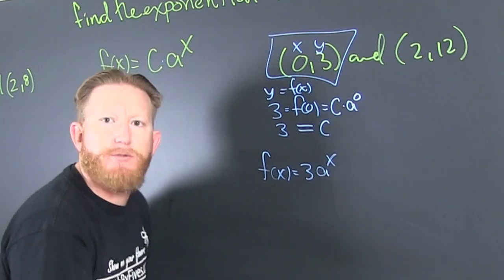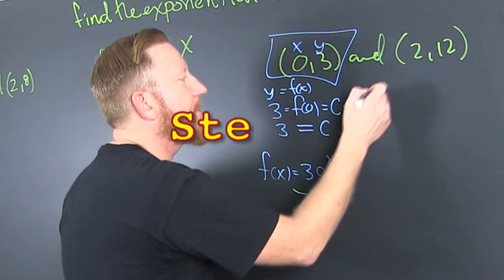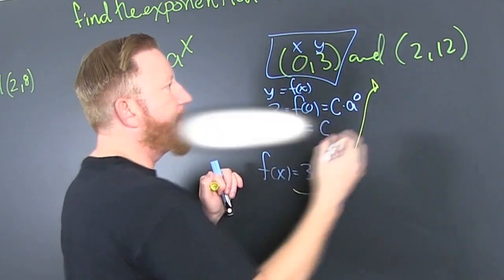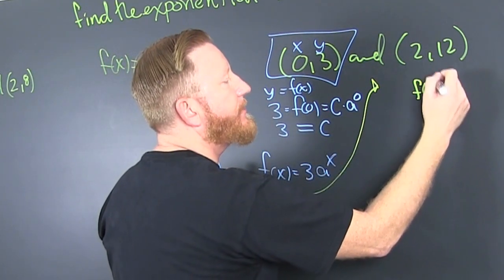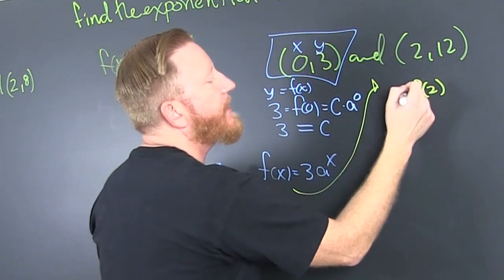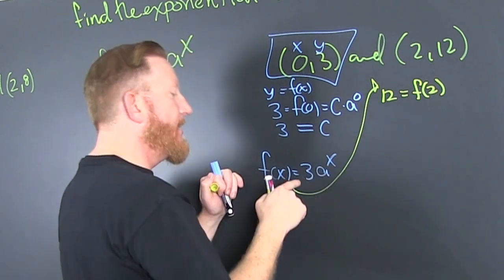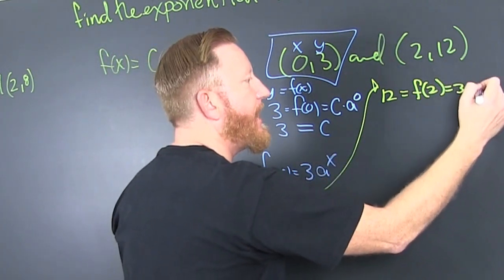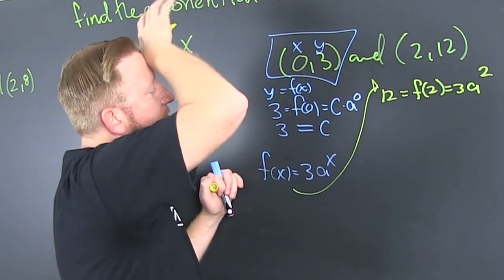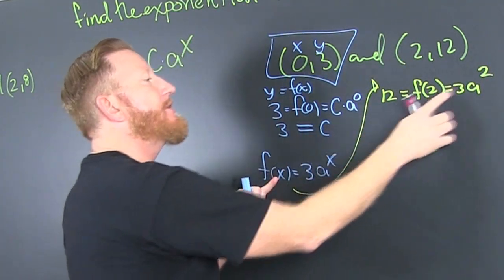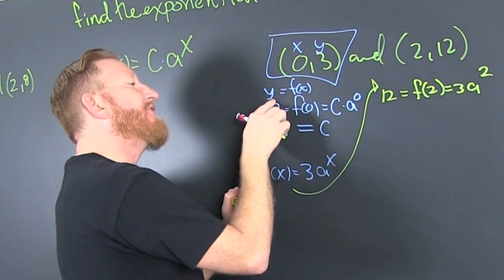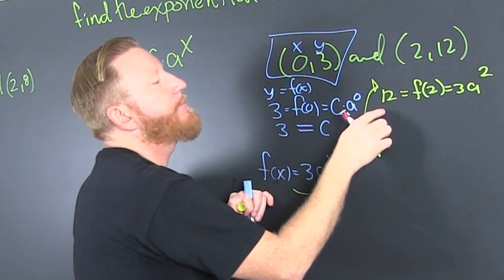What's next? I can use that information. I'm going to take it to the top. This right here says f of 2 is, what's my y? That's going to be 12. So I can see that's 3 times a to the x, where x was 2. Where I saw an x, I put a 2. Where I saw a y, because f of x is the function formerly known as y, I put a 12.